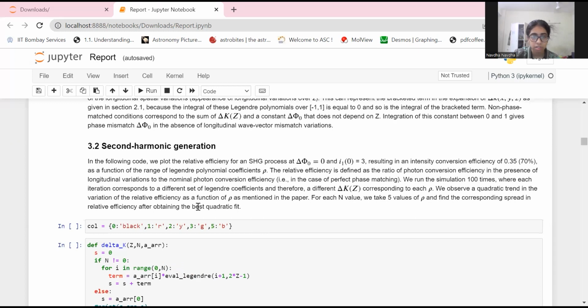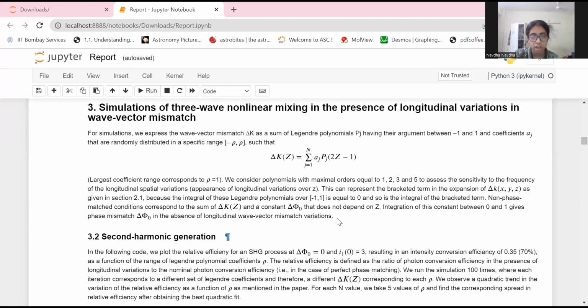So first we do this process for the second harmonic generation. We analyze the impact on relative efficiency for an SHG process, and we are operating at the point delta phi naught equal to 0. That is, the constant phase mismatch is 0, and I1 of 0, that is the normalized input intensity, is 3. And we saw earlier that the photon conversion efficiency in the presence of ideal phase matching conditions is 0.35 at this point. So we define relative efficiency, as defined by the author, as the ratio of the photon conversion efficiency in the presence of longitudinal variations to the photon conversion efficiency in ideal phase matching conditions.